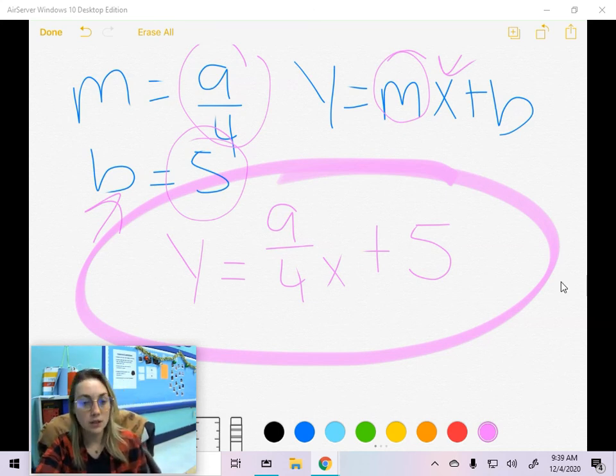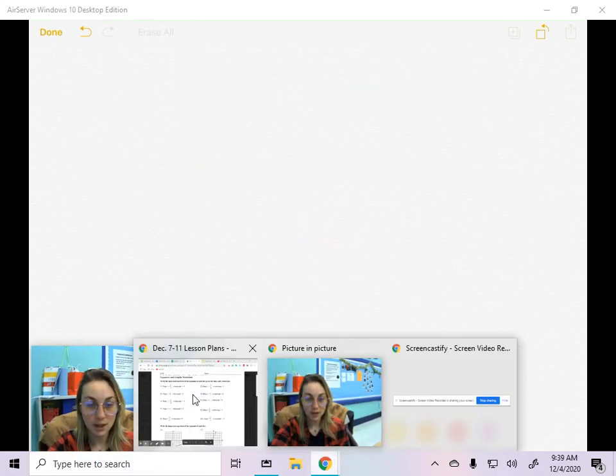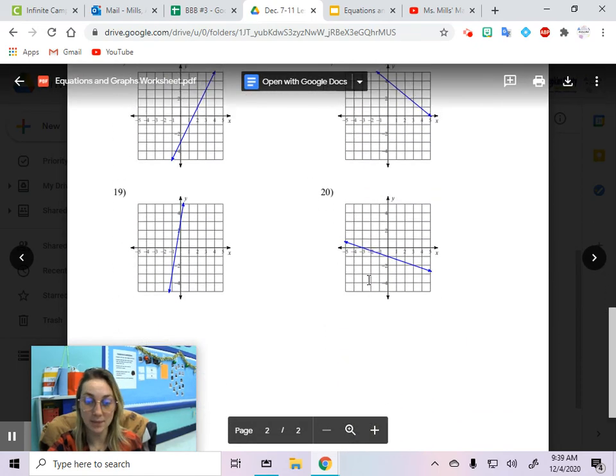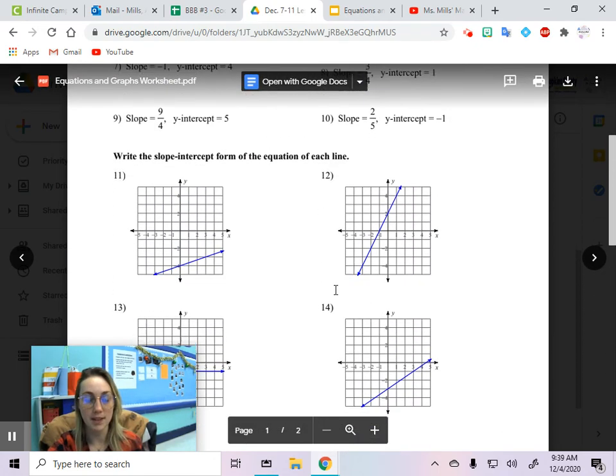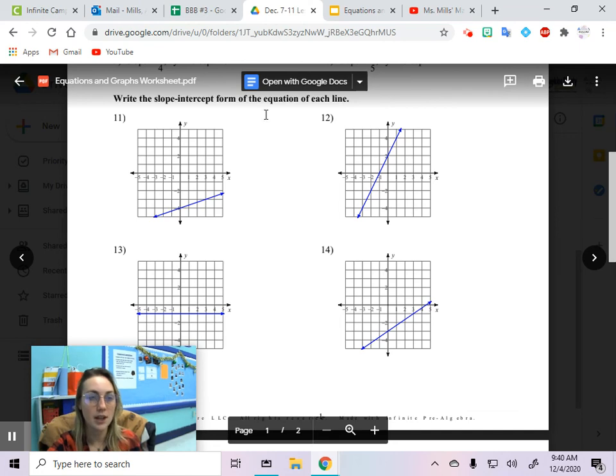If you have any questions with 1 through 10, make sure you don't hesitate to contact me and we'll figure it out together. But it's time to talk about the rest of the problems, 11 through 20, which will be a little bit more difficult because you have to find the slope and you have to find the y-intercept on the graphs and then put it into the equation. So let's do number 11 real quick.